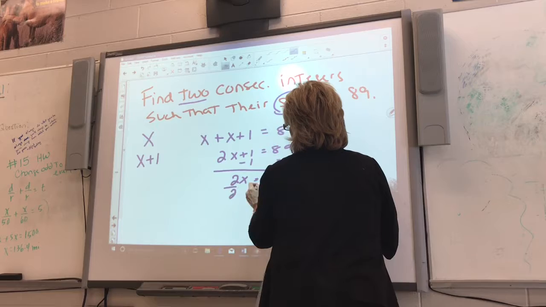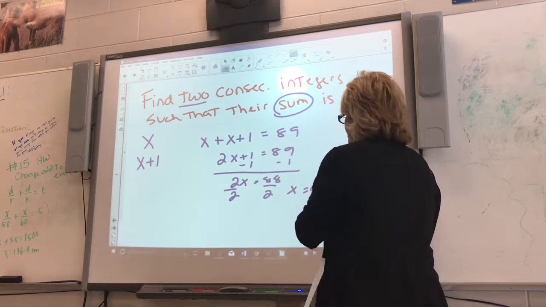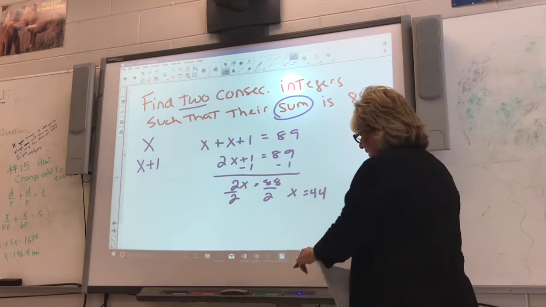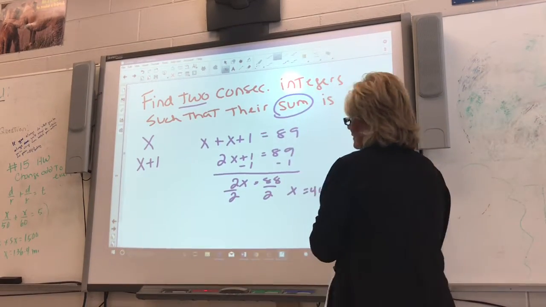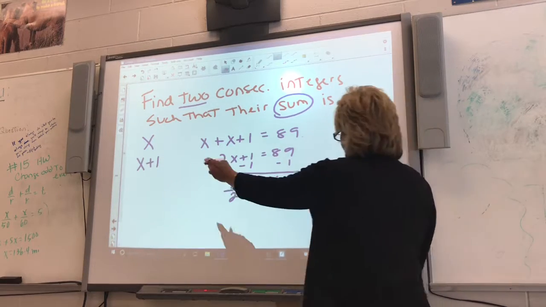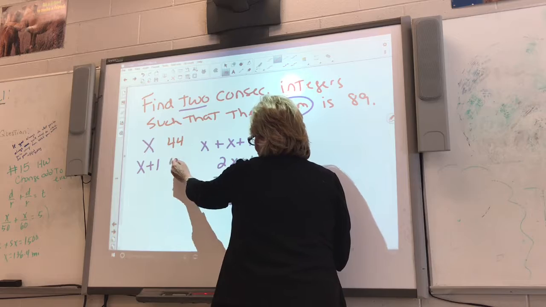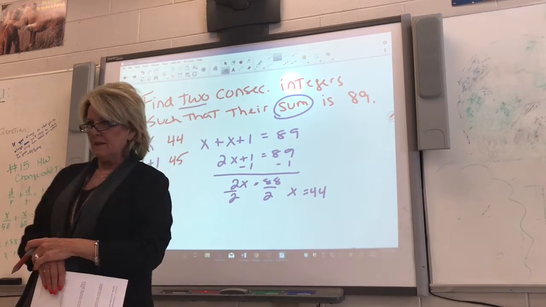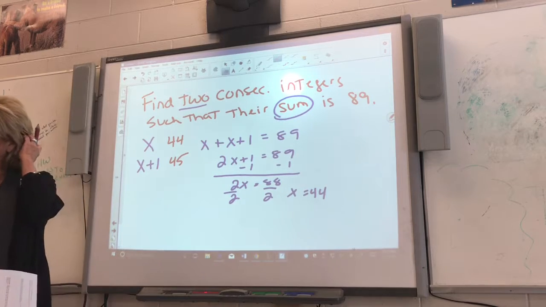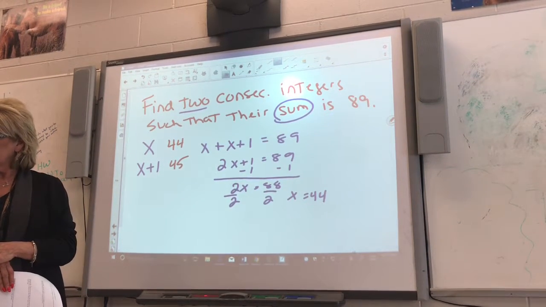And I divide by 2. And so X equals 44. But if you just tell me X equals 44, I'm going to count it wrong, or at least I'm going to take points away, because it doesn't want to know what X is. It wants to know what the two integers are. So if this one is 44, what is this one? 45, because you add 1 to 44, it gives you 45. Does that make sense? My two ones that were absent yesterday, does that make sense?